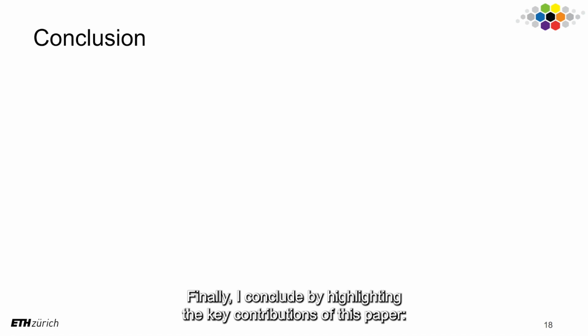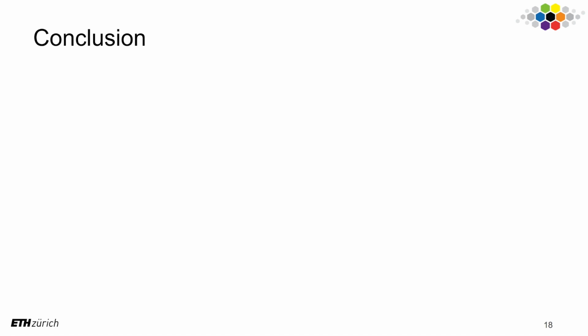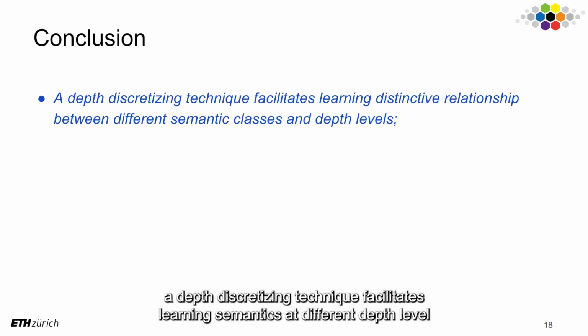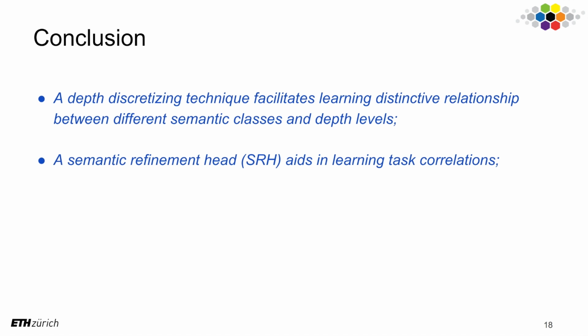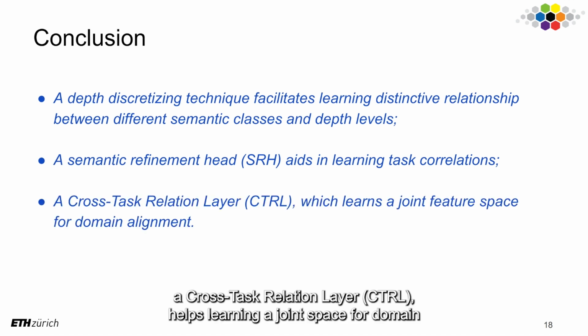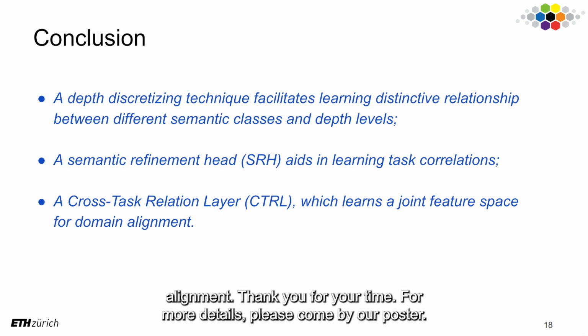Finally, I conclude by highlighting the key contribution of this paper. A depth discretizing technique facilitates learning semantics at different discrete depth level. The semantic refinement head aids in learning task dependencies. A cross-task relation layer helps learning a joint space for domain alignment.